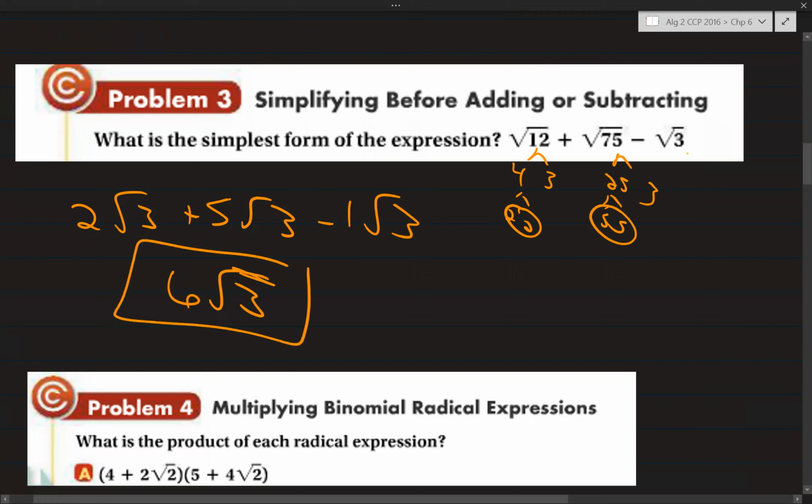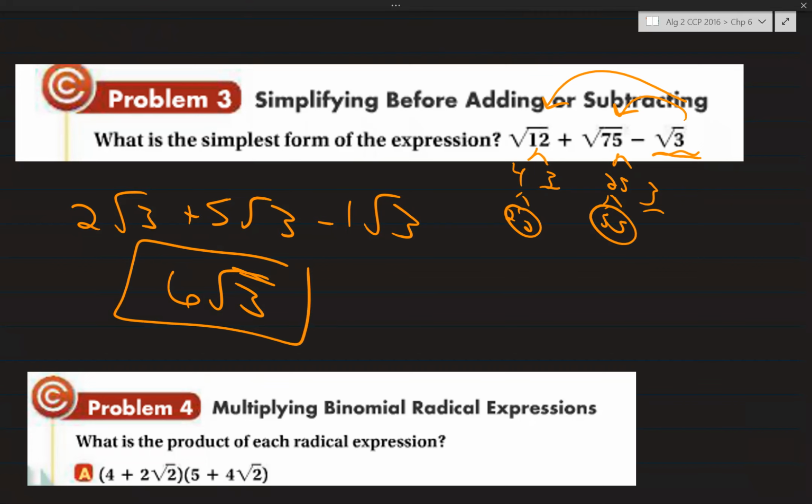Now this one was nice because it did give me a square root of 3 on the end. So that's what I'm trying to make the other ones match as I simplify it. So what I can do each time is just divide it by 3 and see what the other term is. That's a very good strategy. So simplifying each of those.